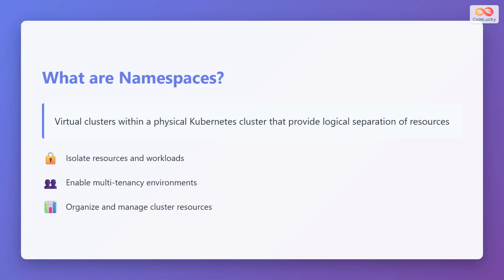Kubernetes namespaces are virtual clusters within a physical Kubernetes cluster that provide logical separation of resources. Think of them as isolated workspaces where different teams or applications can operate independently. Namespaces serve three primary purposes. First, they isolate resources and workloads, preventing conflicts between different applications. Second, they enable multi-tenancy environments, allowing multiple teams or customers to share the same cluster securely. Third, they help organize and manage cluster resources efficiently, making it easier to navigate and control large-scale deployments.